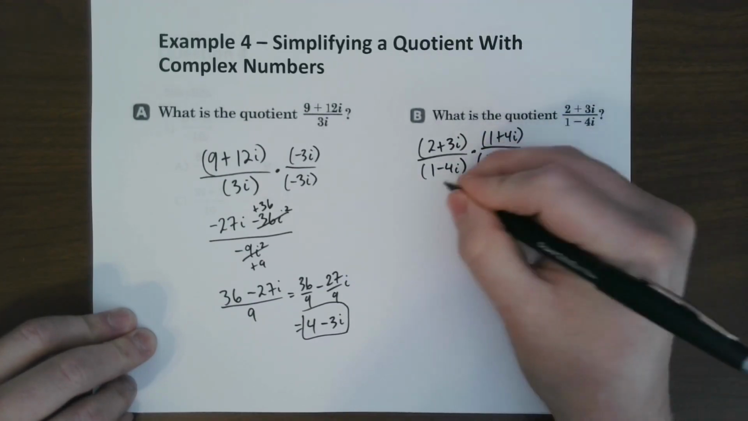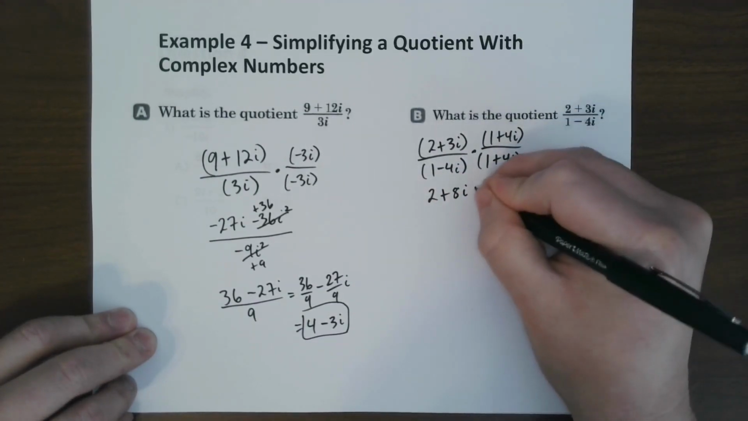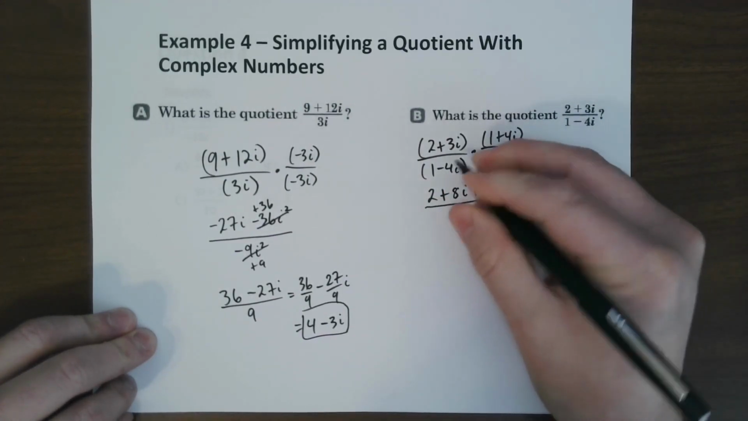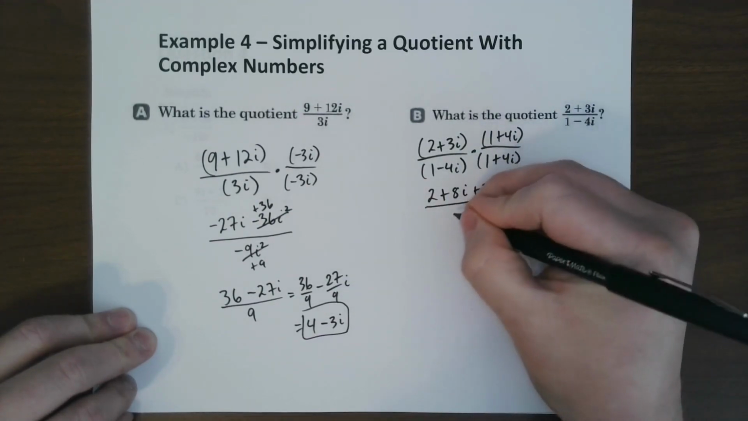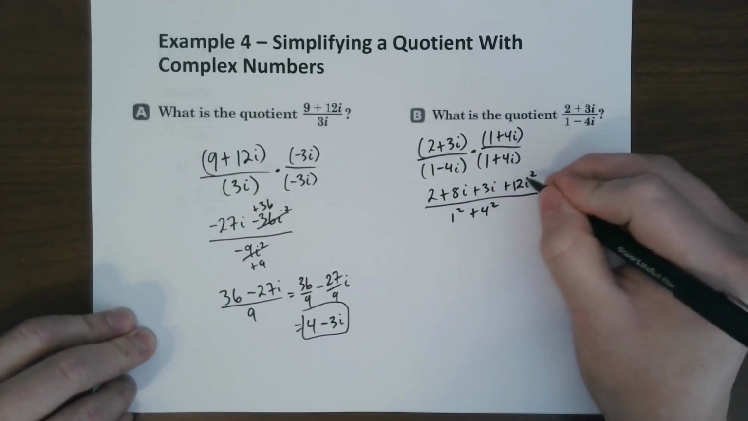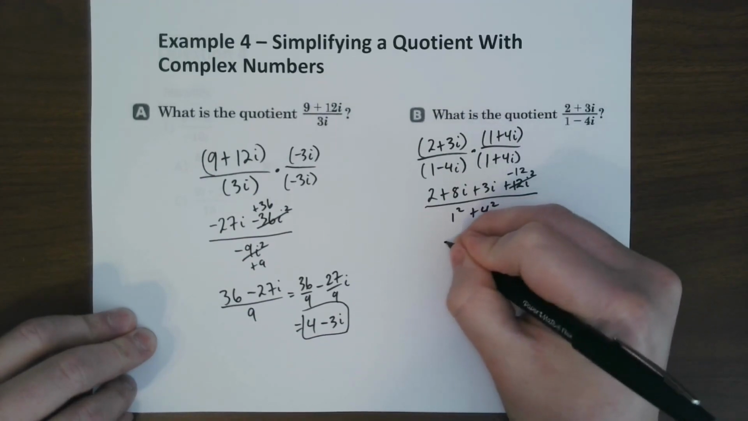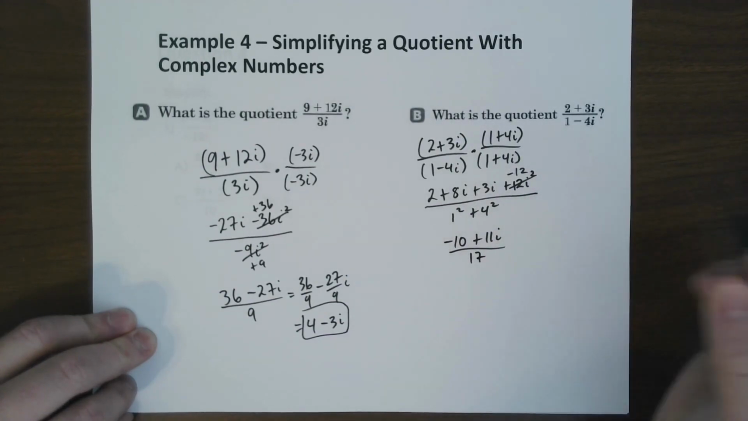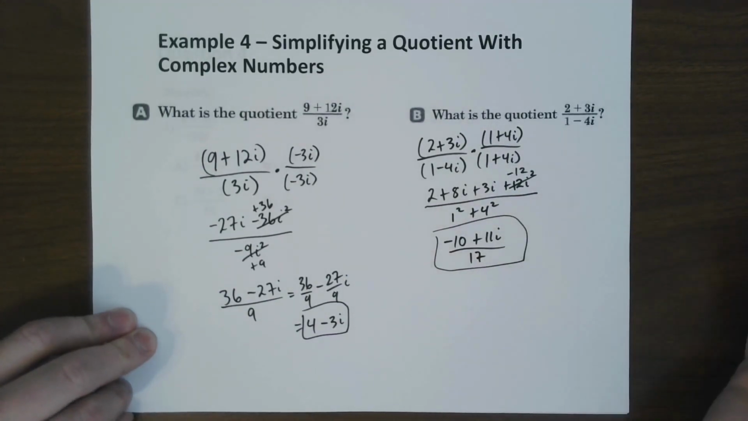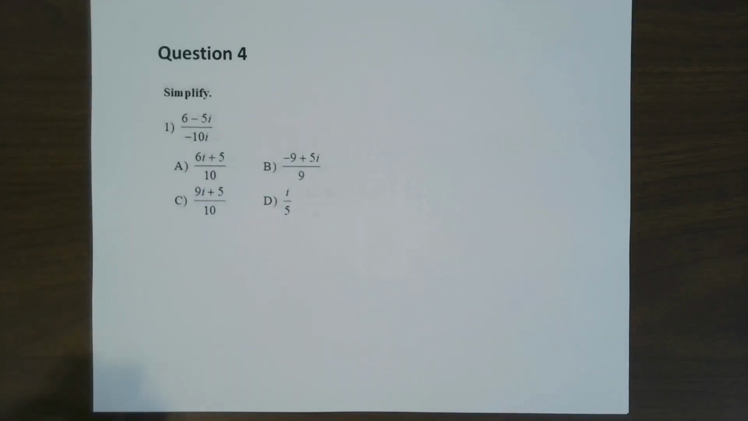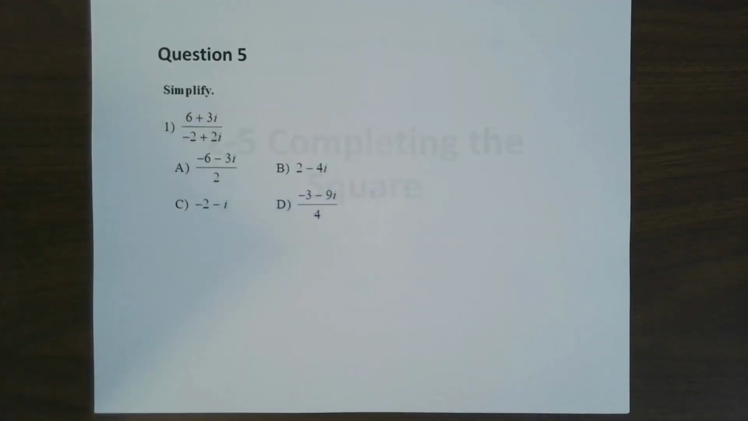Now we distribute this like normal. So I'm going to start moving quicker. So 2 plus 8i plus 3i plus 12i squared over, and we're going to use the trick I just showed you. So we go 1 squared plus 4 squared. Now, since this is i squared, it's negative 12. So I get negative 10 plus 11i over 17. And that's it, because it does not reduce. 17's prime. Go ahead and try this problem.